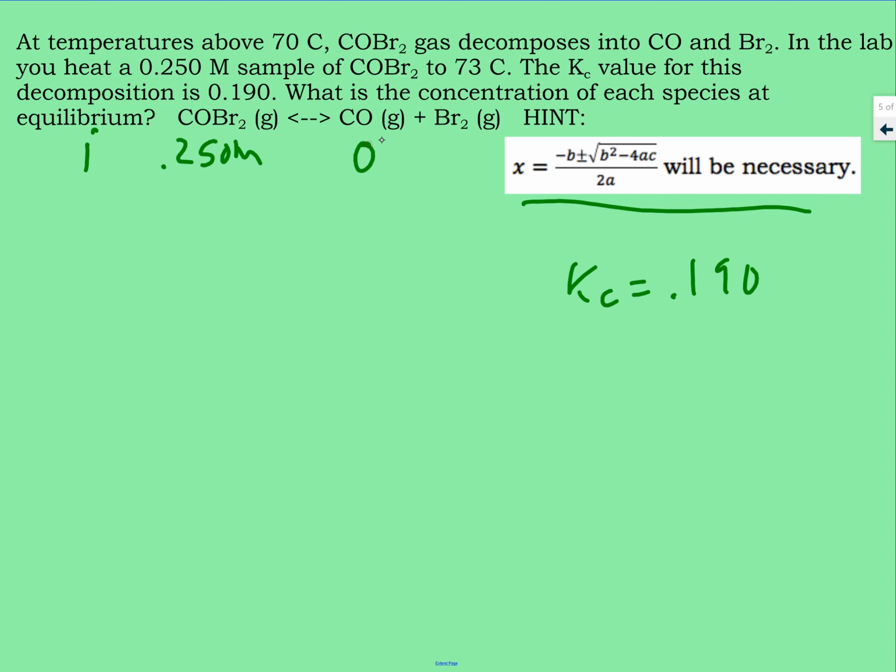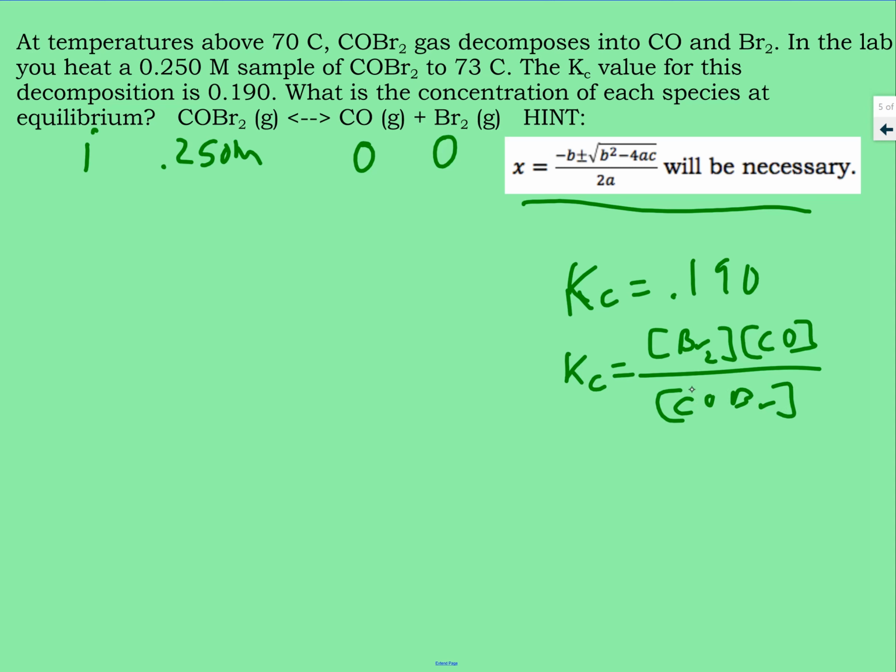It sounds like it's going to decompose, so those are going to have initial values of nothing. They gave us a Kc, so I might come up with an equilibrium expression. Products over reactants, they all have coefficients of 1, so there's no powers to the equilibrium expression. And this is where things get fun.